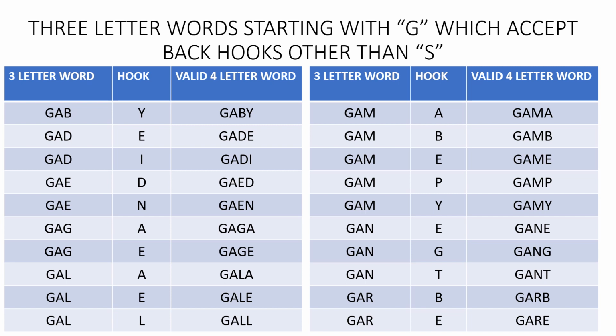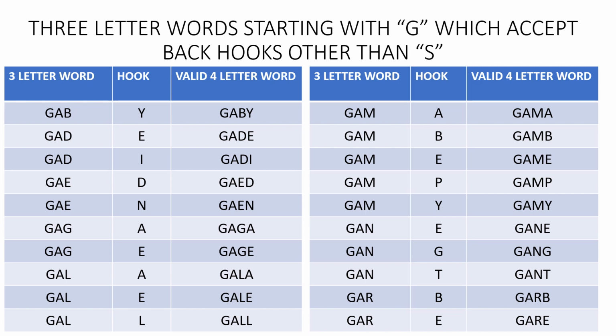So these few slides show the words which accept other letters as back hooks other than S. Like GAB, it accepts Y, it becomes Gabby. GAD accepts E, Gade. GAD also accepts I, Gaddy. And then GAE accepts D, it also accepts N. GAG accepts A, it becomes Gaga. And GAG also accepts E, it becomes Gage.